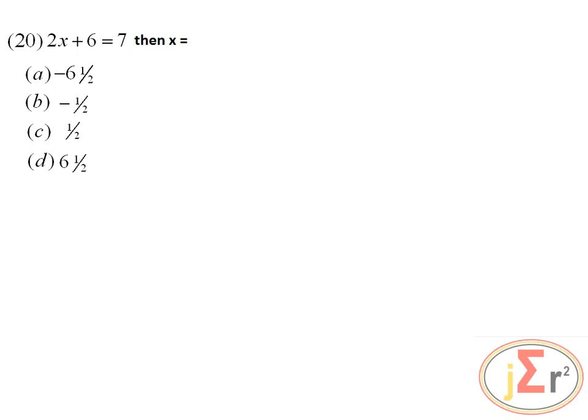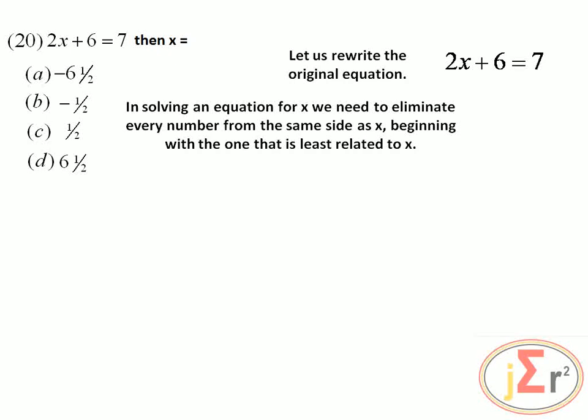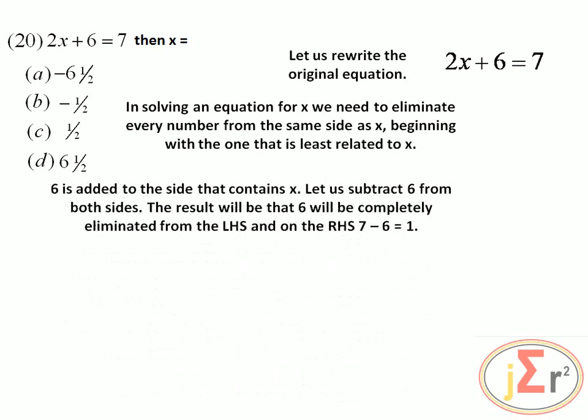Now we have a linear equation and we need to solve for x. Let us rewrite the original equation. Just write it there. We're going to solve it. In solving an equation for x, we need to eliminate every number from the same side as x, beginning with the one that is least related to x. 6 is added to the side that contains x. Let us subtract 6 from both sides.